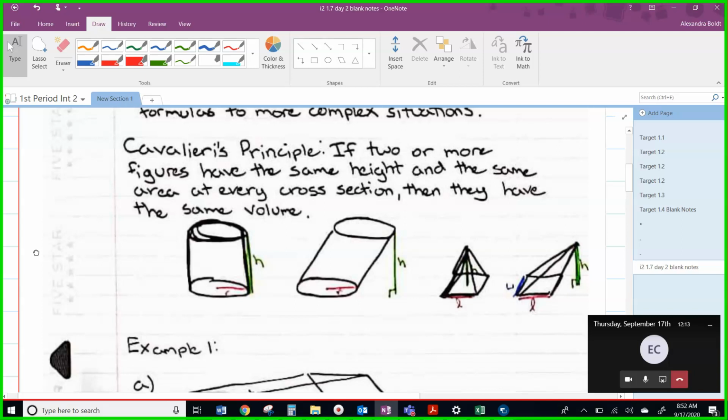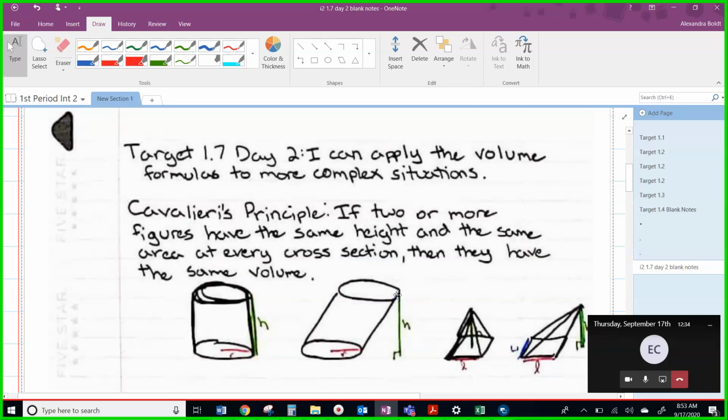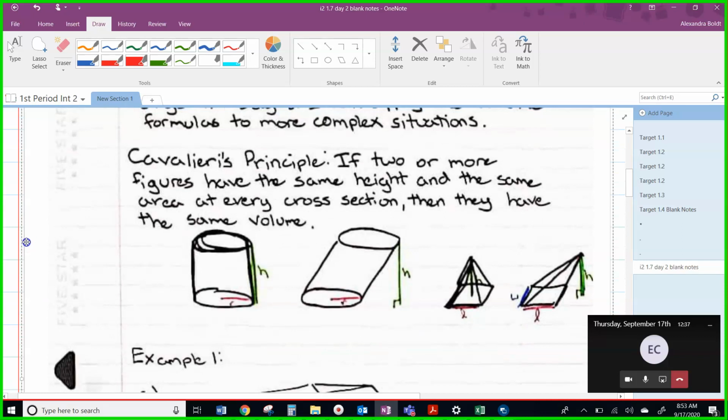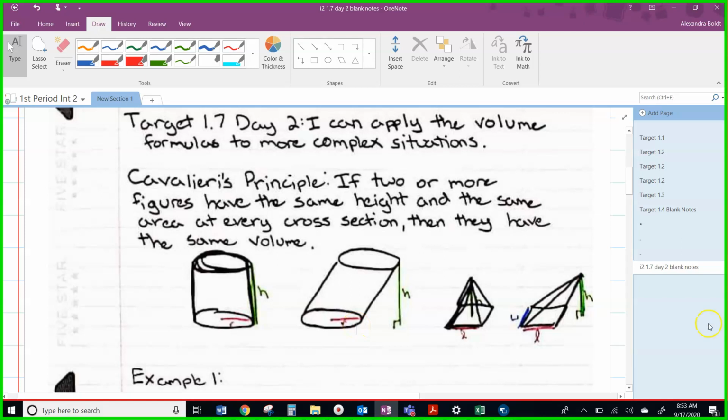So for example, this cylinder, this one is straight up and down. This one is pushed over to the side, it's crooked, like the Leaning Tower of Pisa. Okay, and what Cavalieri's principle says is since these have the same radius and the same height, if I were to measure straight down, so I'm measuring height straight up and down, not slanted at all, they are going to have the same volume.